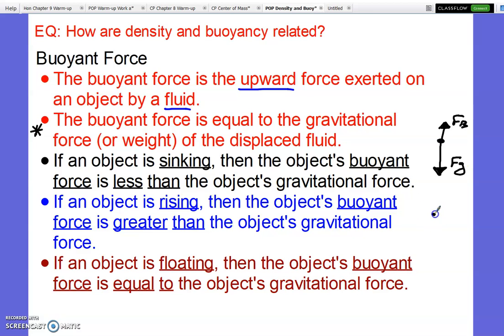If we look at when the buoyant force is larger than the gravitational force, then the object will rise to the surface, kind of like a submarine or a bubble, or maybe a helium balloon rises through the fluid. If an object is floating, it turns out that the two are balancing each other out. If it's floating, it's not moving up or down. It is simply sitting at the surface, just resting there.